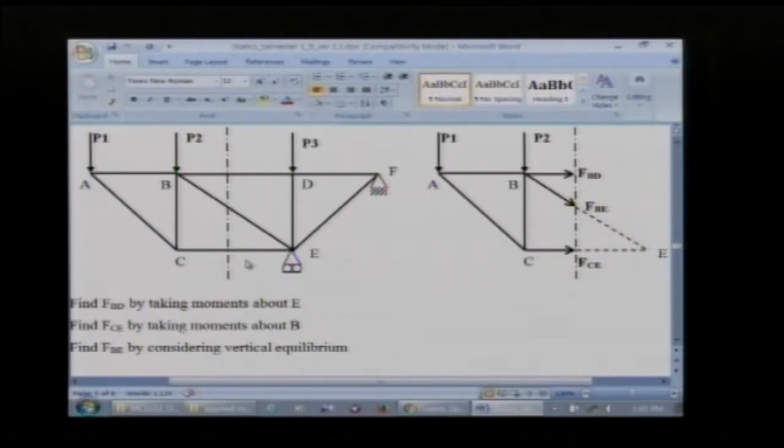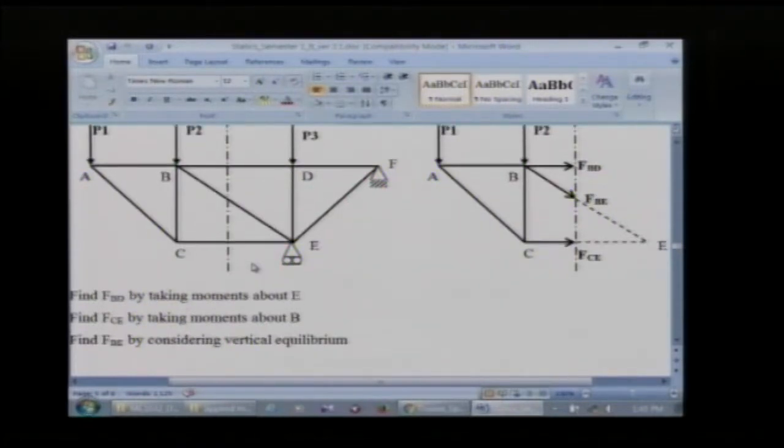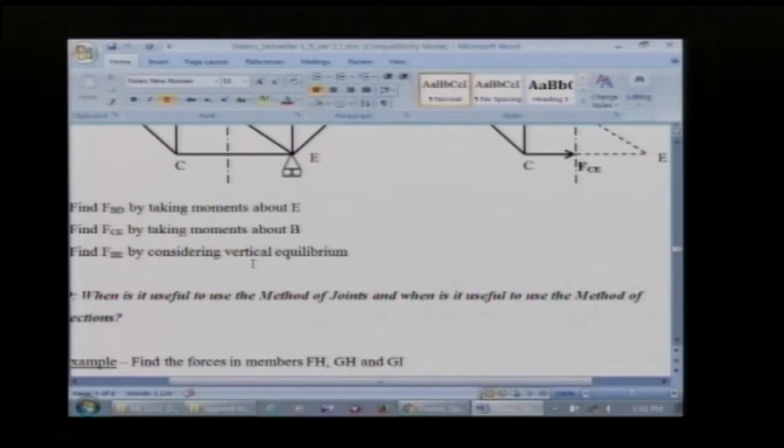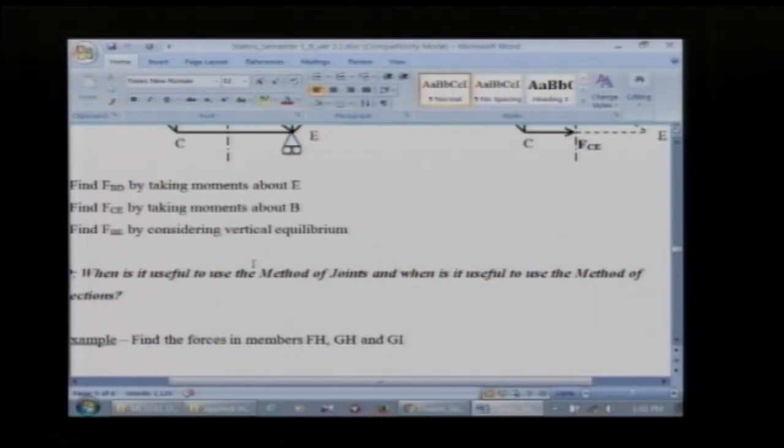But if we don't need those, and we need only some, especially the forces in the middle of the truss, then this is a very, very useful method, right?